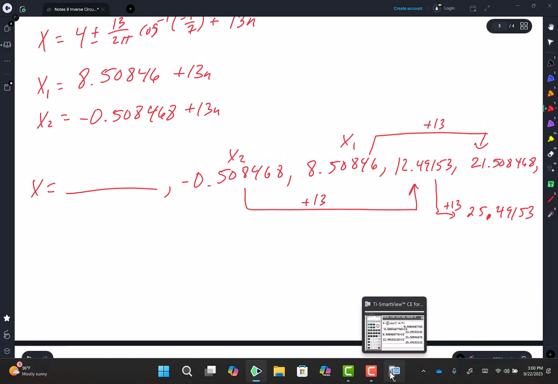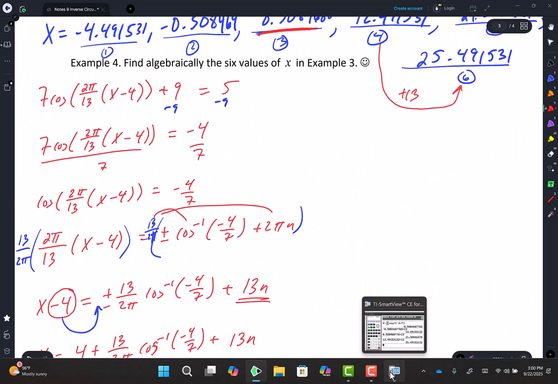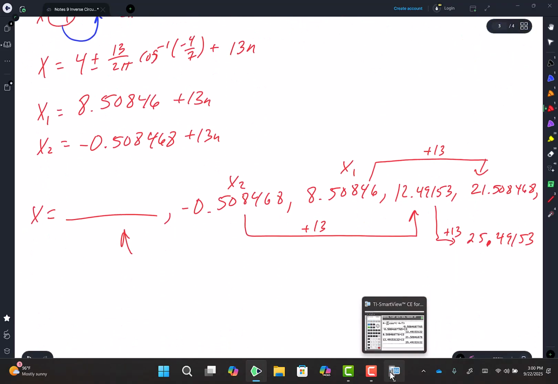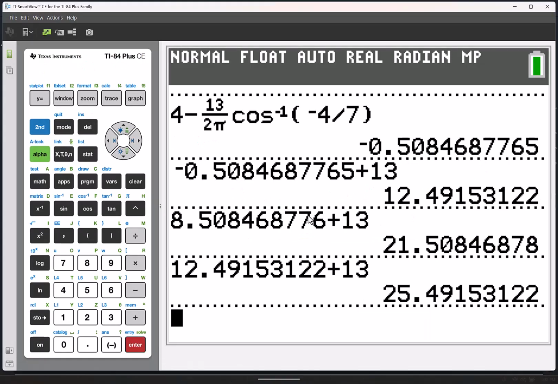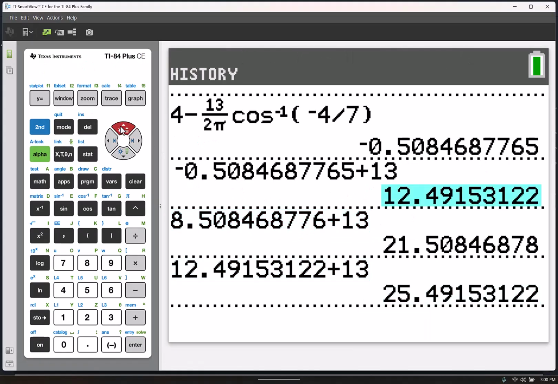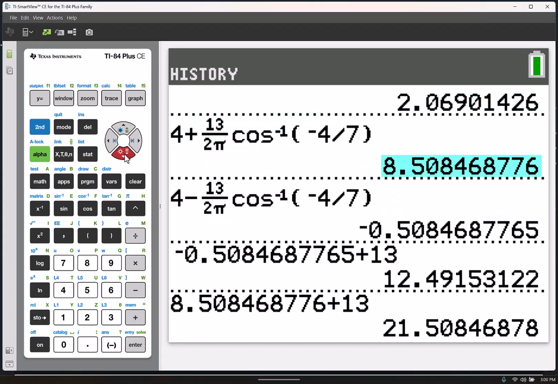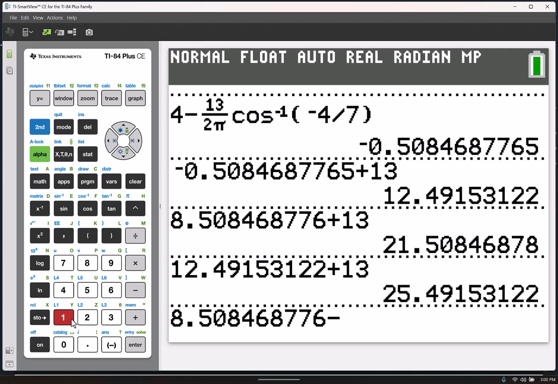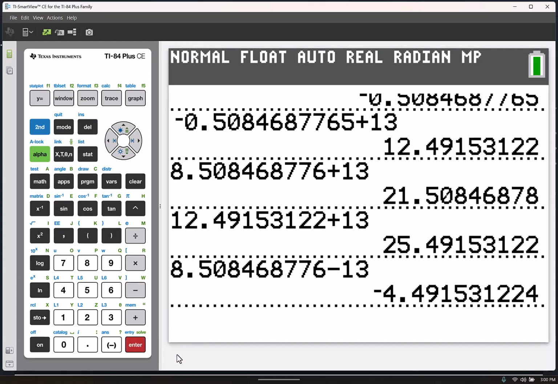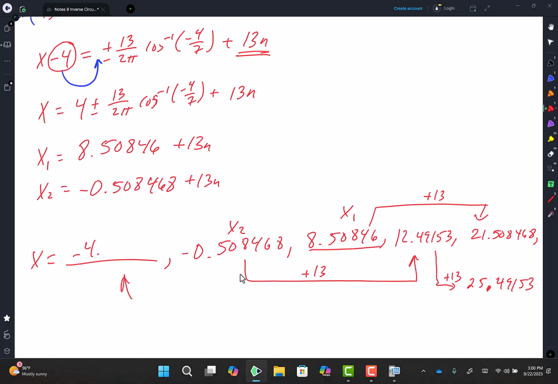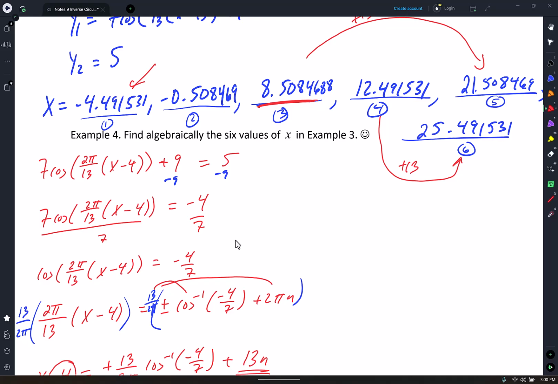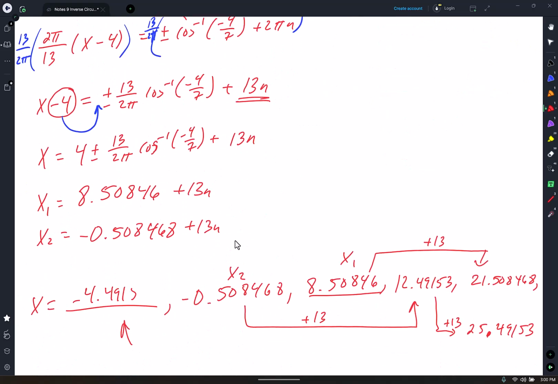How do I get this other one? How do I get the negative 4.49153 that I got there from my general expressions? Subtract it from which one? Yeah, from the x1, the 8.50846. So I'm going to scroll up to the 8 point whatever. There it is. Push enter, and I'm going to go minus 13. And there it is, negative 4.49153. I'm just going to steal it from over here. 49153.